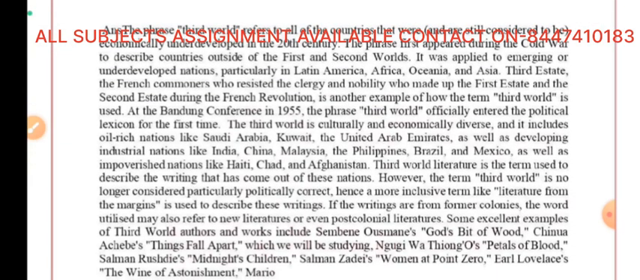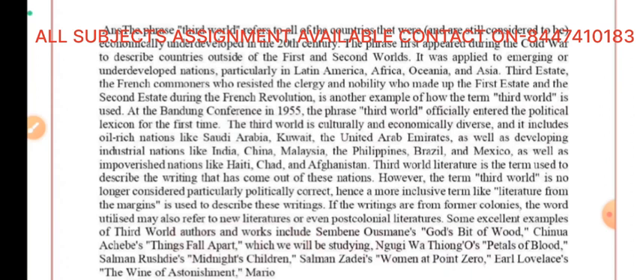The phrase third world refers to all of the countries that were and are still considered to be economically undeveloped. In the 20th century, the phrase first appeared during the Cold War to describe countries outside of the First and Second Worlds. It was applied to emerging or undeveloped nations, particularly in Africa, Latin America, Oceania, and Asia. Third estate, the French commoners who opposed the clergy and nobility who made up the first estate and the second estate during the French Revolution, is another example of how the term third world is used.